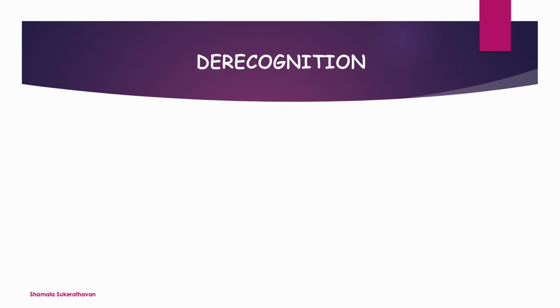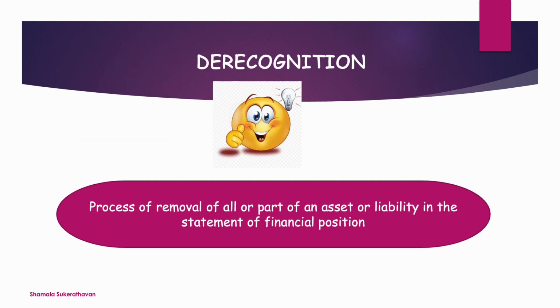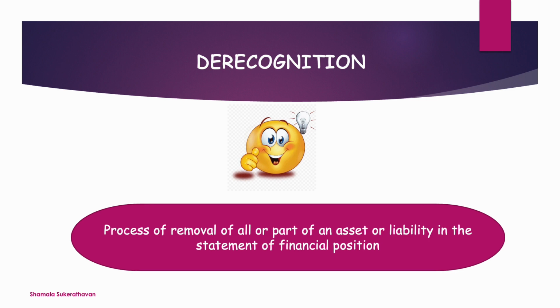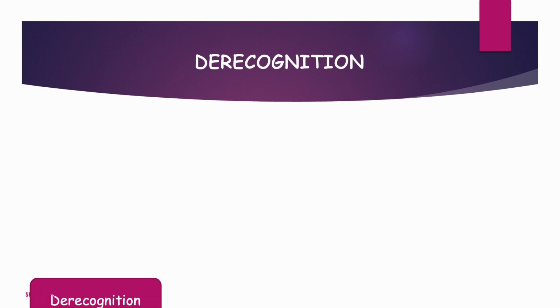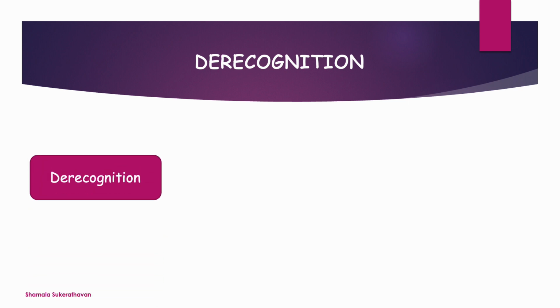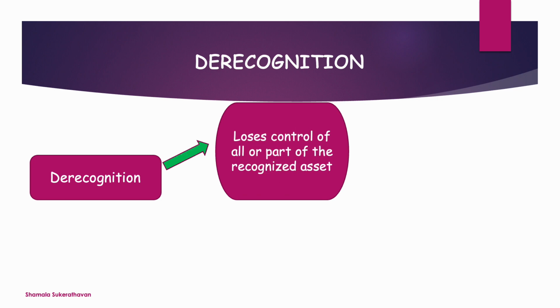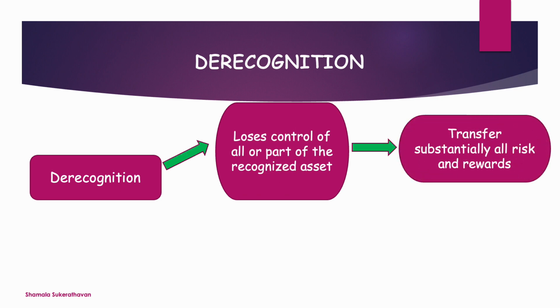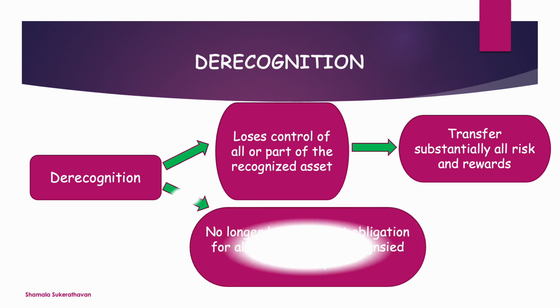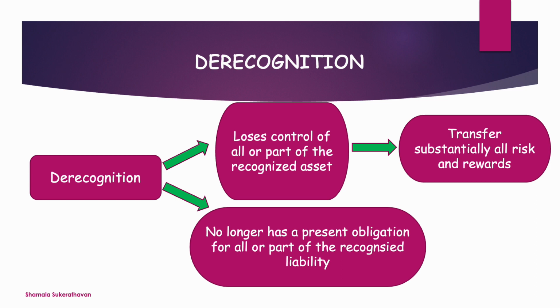Now, let's look at what is meant by derecognition. If recognition is the process of inclusion, derecognition would be the process of removal of all or part of an asset or liability in the statement of financial position. An entity should derecognize all or part of an asset if there is loss of control. That is, the entity has transferred substantially all risks and rewards associated with the asset or part of the asset. A liability or part of a liability should be derecognized if the entity no longer has a present obligation.